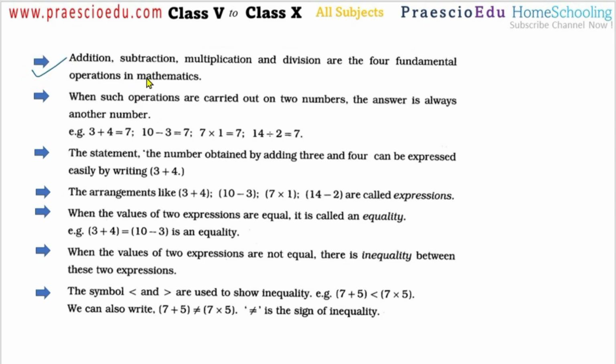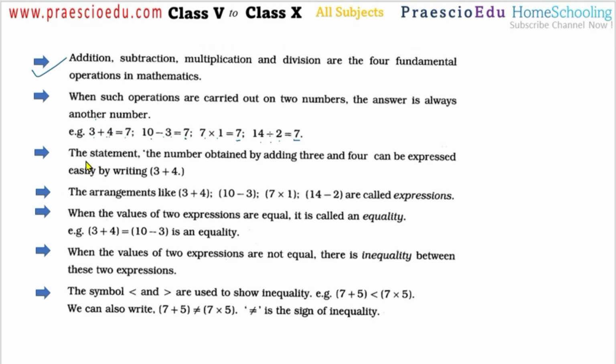Addition, subtraction, multiplication, and division are the four fundamental operations in mathematics. Yes, we already studied this. When such operations are carried out on two numbers, the answer is always another number. So suppose here 3 plus 4 is 7, 10 minus 3 is 7, 7 multiplied by 1 is 7, 14 divided by 2 is also 7. So the answer here is always 7, but the operations are different and the numbers are different.